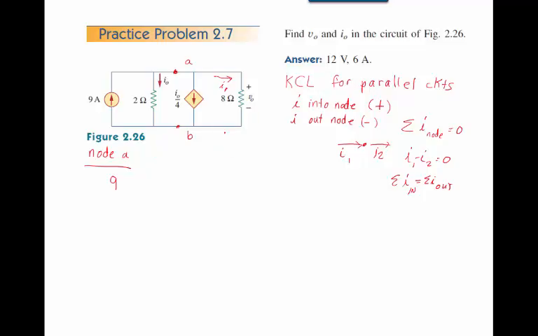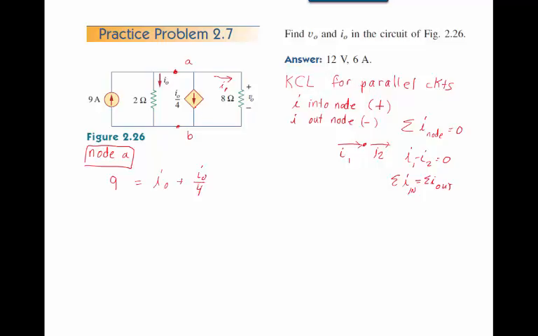Okay. So at node A, we have 9 goes in. Anybody else goes in? I have in, I have out, I have out, I have out. So 9 amps equals I0 plus this one is I0 over 4.